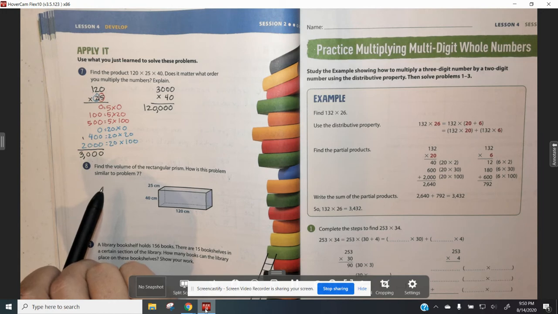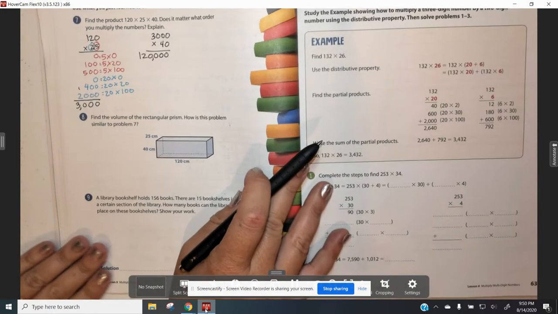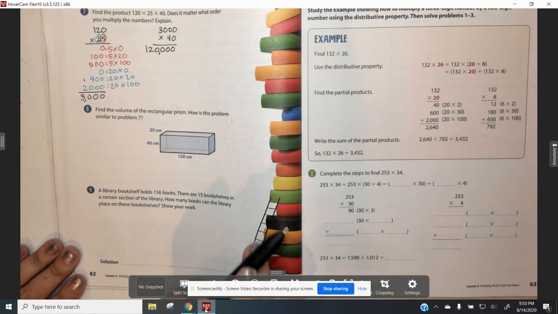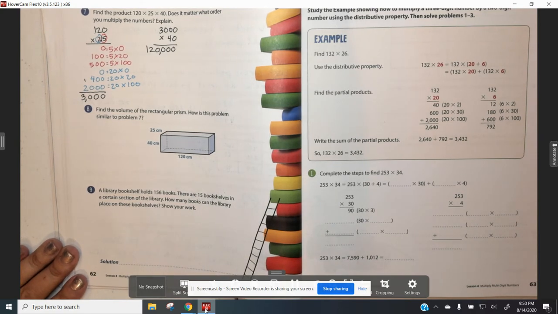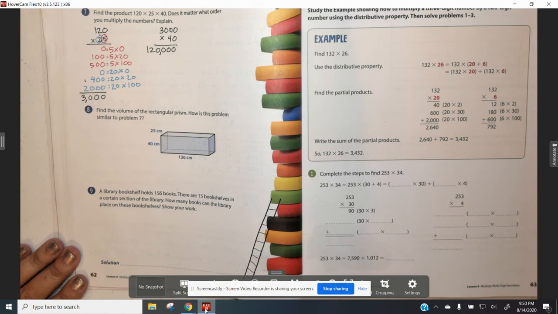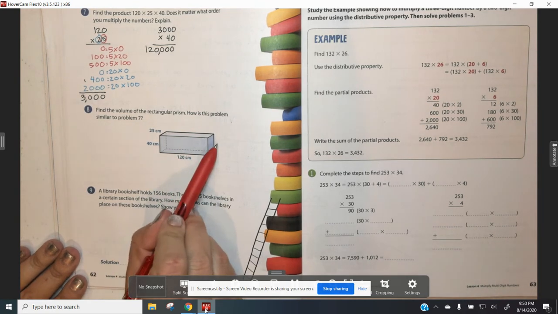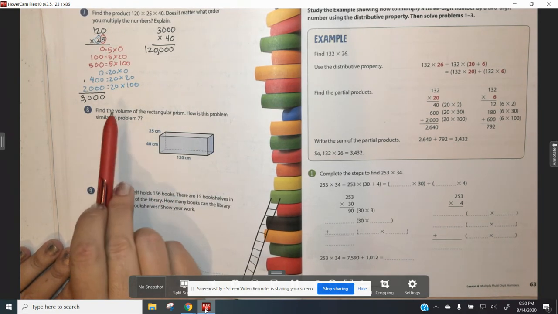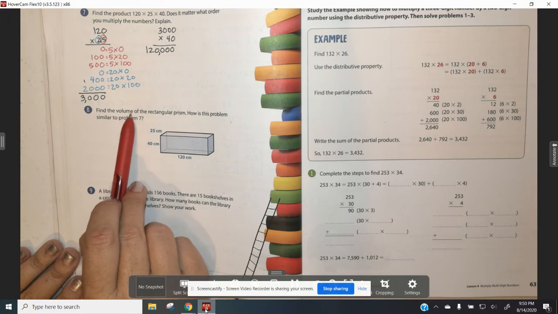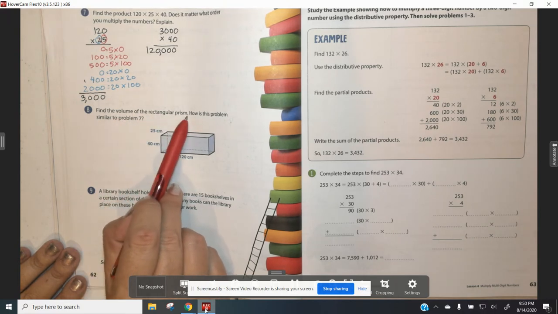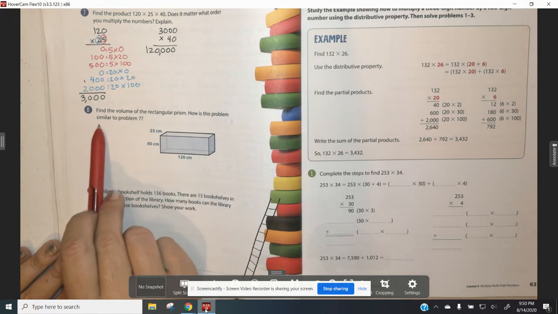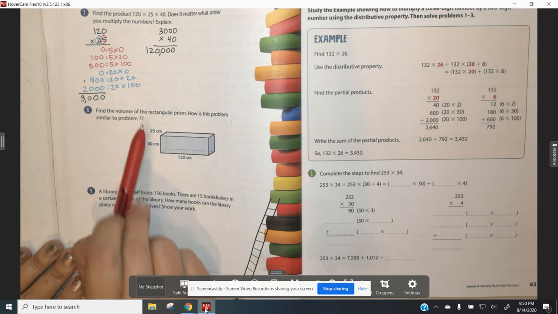All right. Let's take a break from that, because that was a beefy problem. So now we're going to go to number 8. Number 8 is very similar to what we just got done doing. The question says, find the volume of this rectangular prism. How is this problem similar to problem 7?